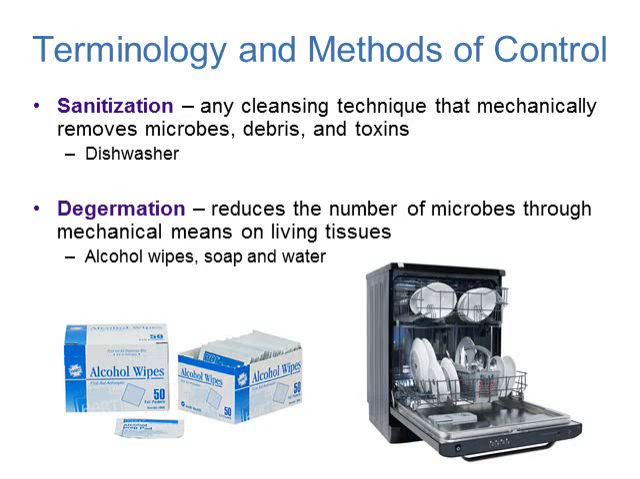Other terms that we're going to see include sanitization, which is where you're going to use any technique that uses a mechanical method to remove microorganisms, debris, or toxins from an object. This includes a dishwasher, for example. And then degermination, this is just a method that reduces the number of microbes. It doesn't get rid of all of them. And it does this through mechanical means on living tissue. So alcohol wipes or soap and water is an example of this type of method.